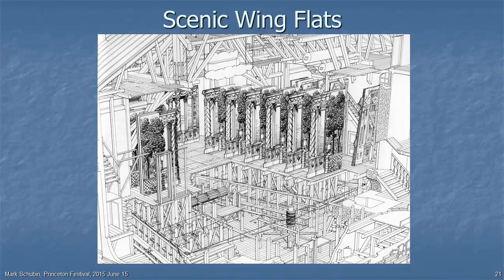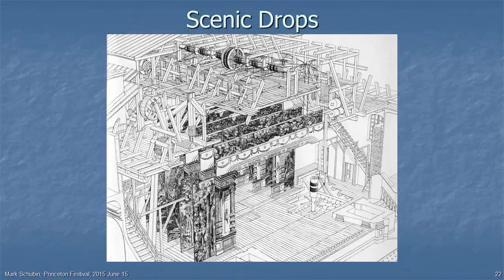You'll see that in operation in a moment. Then here are some scenic drops, and you can see you can raise and lower things, and again there's a capstan down in the basement. I had the privilege of going through this opera house from basement to above the stage, and you can still see the 18th century labels on the machinery. It's extraordinary. The only thing they ever had to replace was the ropes.